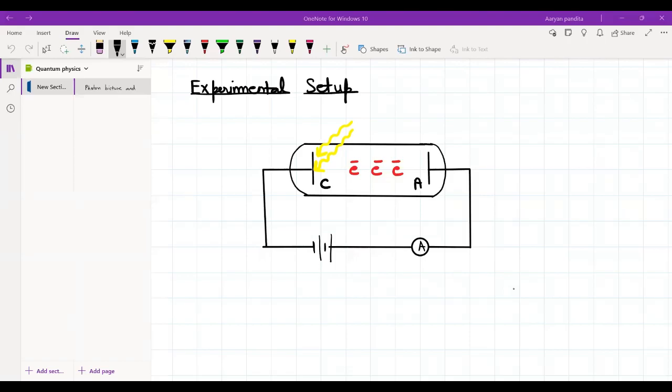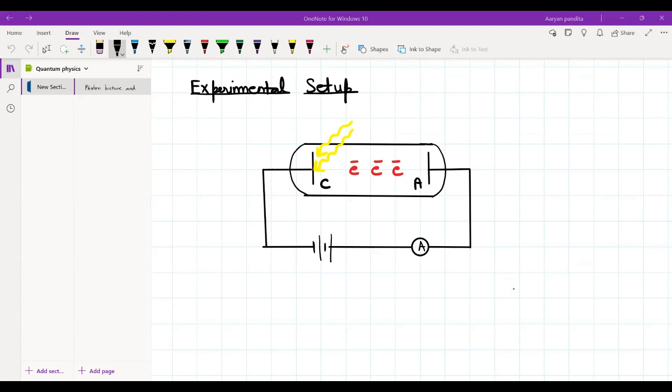Good morning to everyone. In the previous presentation, we discussed the photon picture of light, as well as the photoelectric effect. In this particular presentation, we are going to discuss the experimental setup of the photoelectric effect.